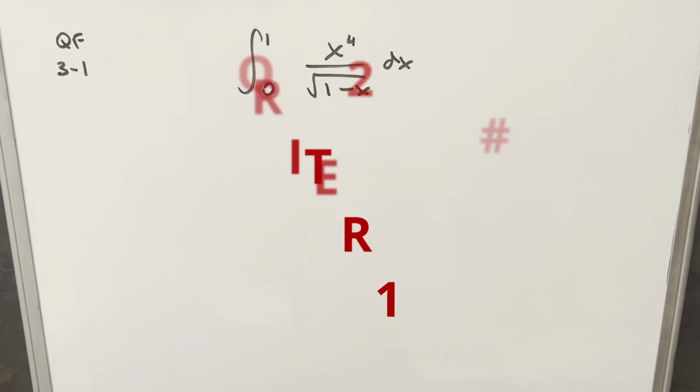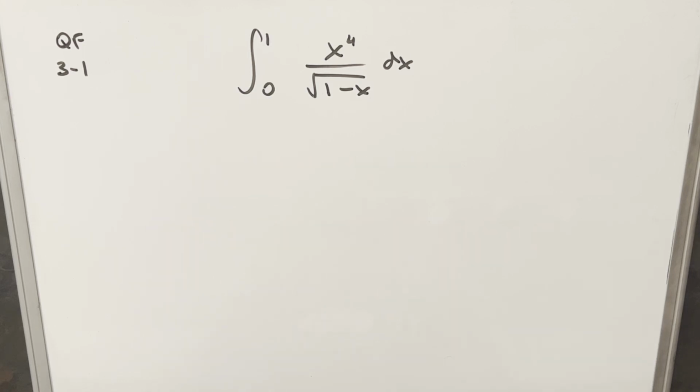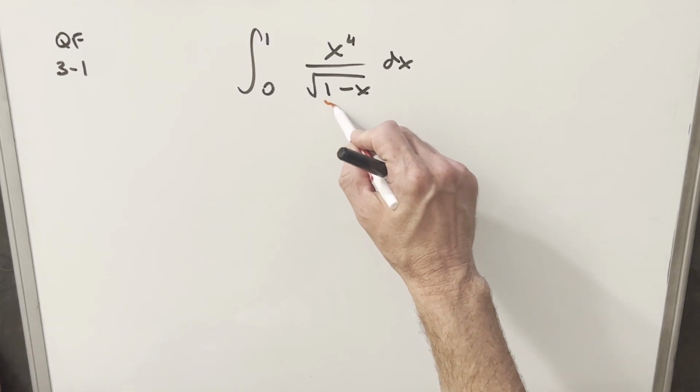Hey, we have here on the board today another integral from the MIT Integration Bee 2022. This is from Quarterfinals, Round 3, Problem 1. We have the integral from 0 to 1 of x to the fourth over the square root of 1 minus x dx. Okay, and you may notice this can actually be handled with the u substitution, right?